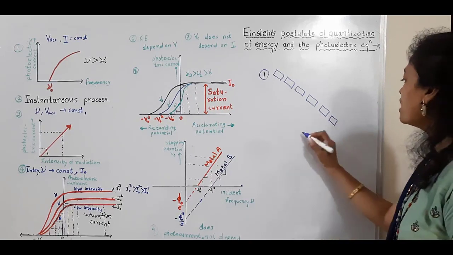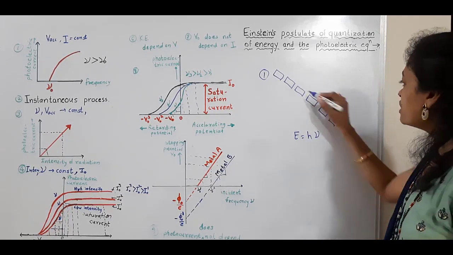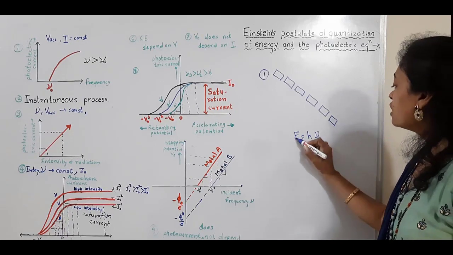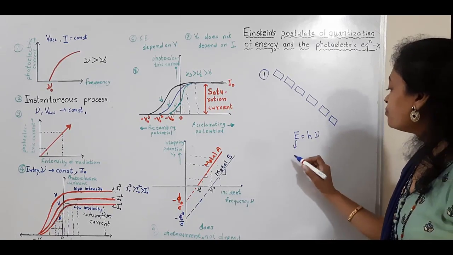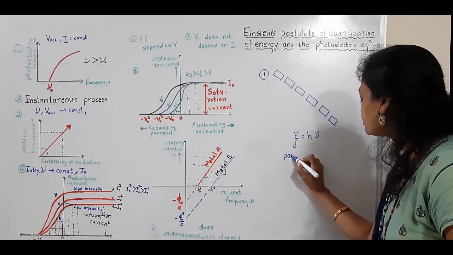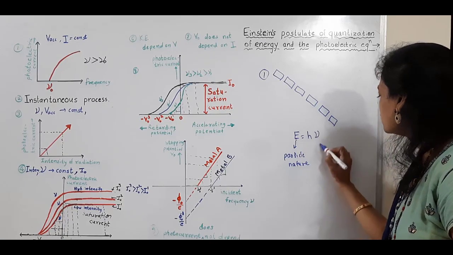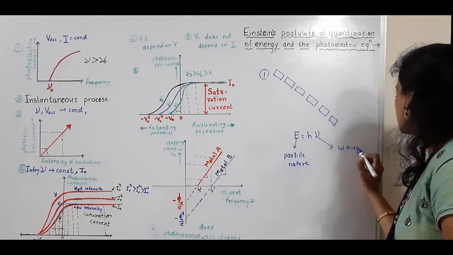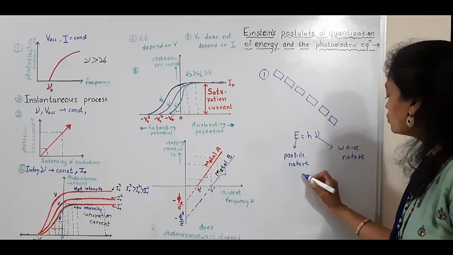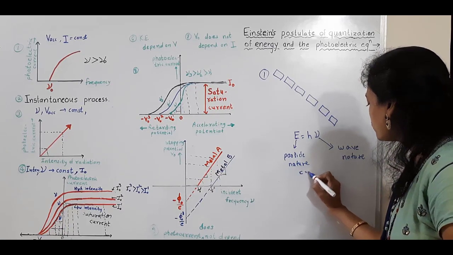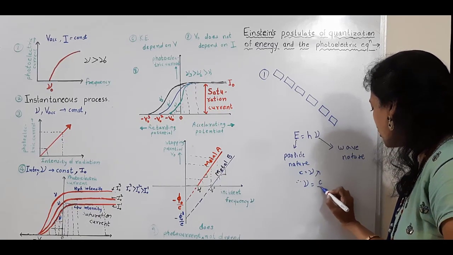A photon has energy E equal to h nu, where nu is the frequency of the incident radiation and E is the energy of the photon. Here, energy of the photon gives particle nature, and frequency gives the wave nature. Also, c is equal to nu lambda. Therefore, nu is equal to c upon lambda.